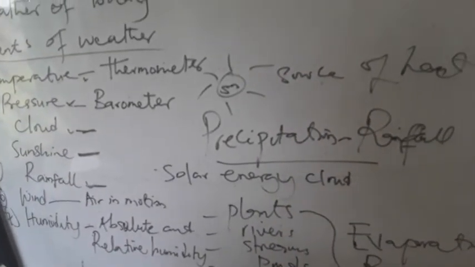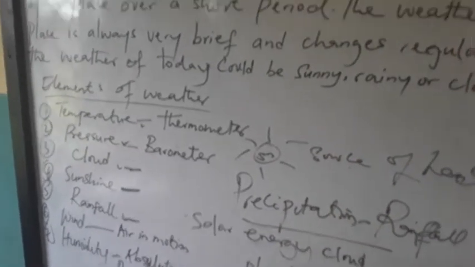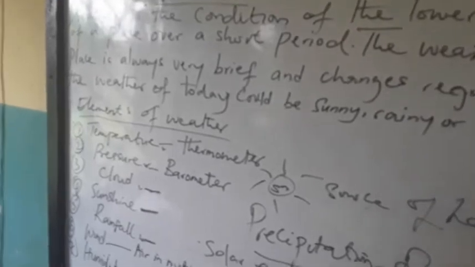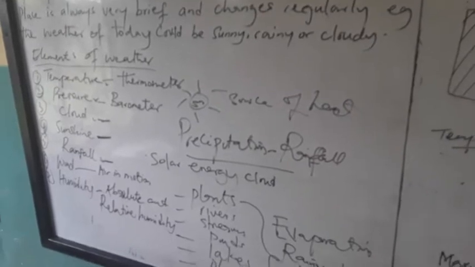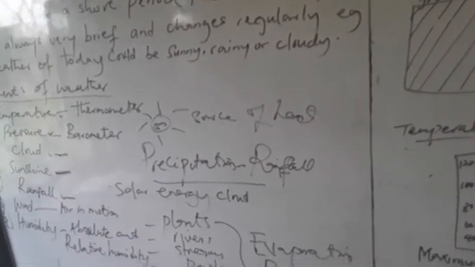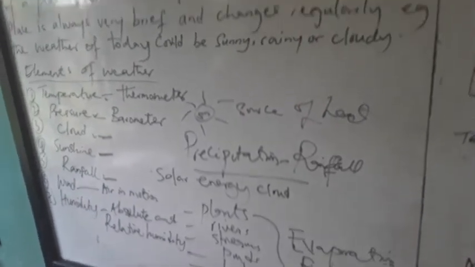Now, like I said, we have weather. In summary, weather is the condition of the lower atmosphere of a place over a short period of time, and it is very brief and changes regularly. It can be sunny, rainy, or cloudy. So far, we have the elements: temperature, pressure, cloud, sunshine, rainfall, wind, as well as humidity. In our next class, we are going to look at the weather instruments, ranging from the rain gauge, thermometer, and wind vane, and then relative humidity, which is measured by the hygrometer, as well as the barometer. When we come next, we look at those weather instruments.